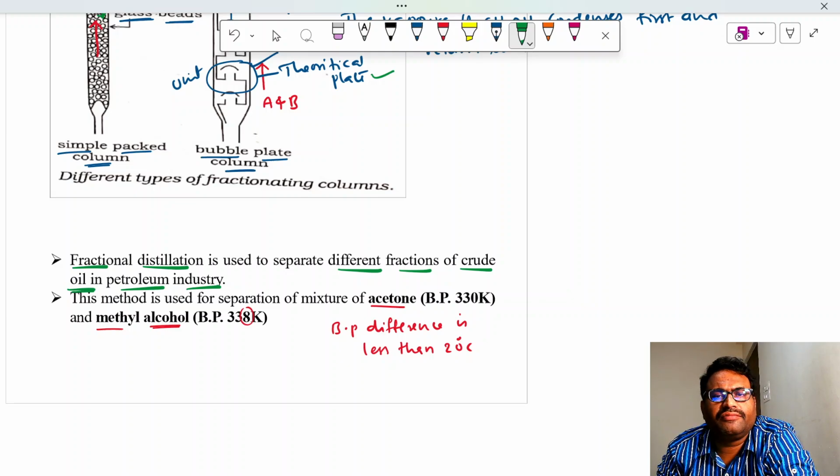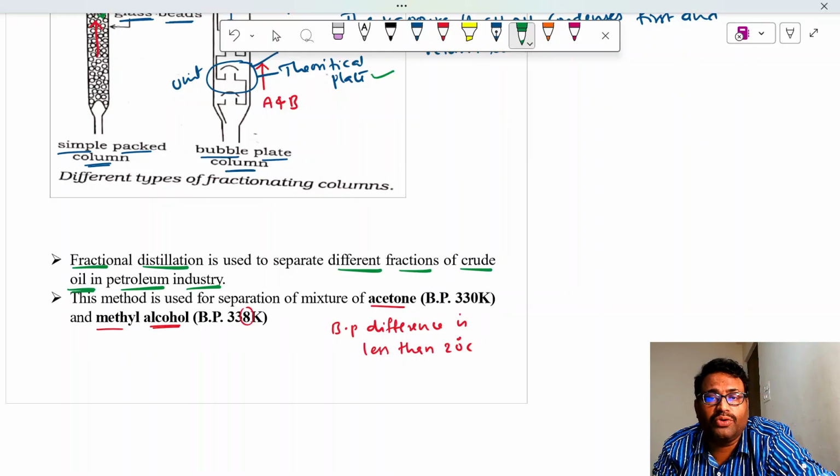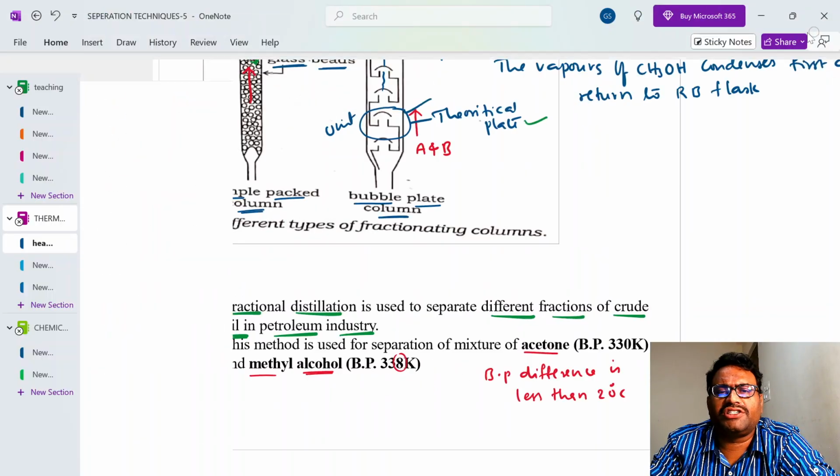Okay, in the petroleum industry, the crude oil is called petroleum. Petroleum is a mixture of different hydrocarbons. Those hydrocarbons can be separated by the process called fractional distillation, because the boiling point differences between those hydrocarbons are very small, right? So that is about the fractionating column. Let us move to the next.